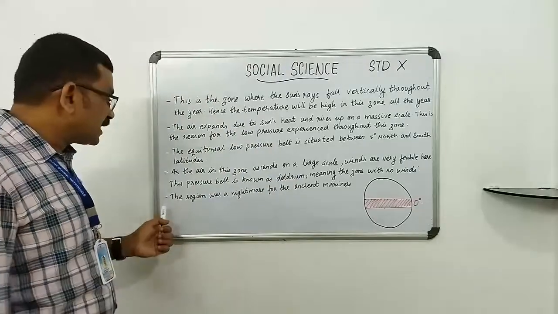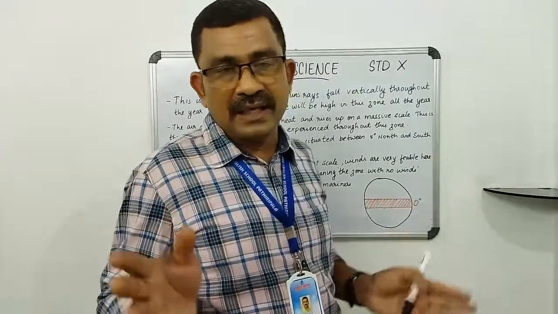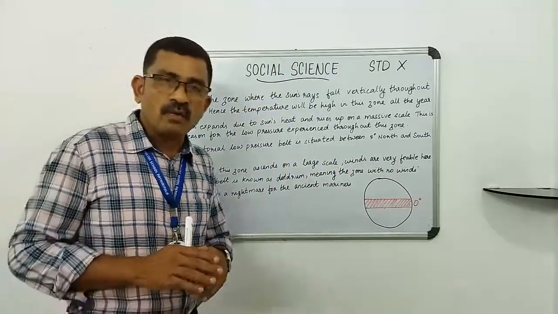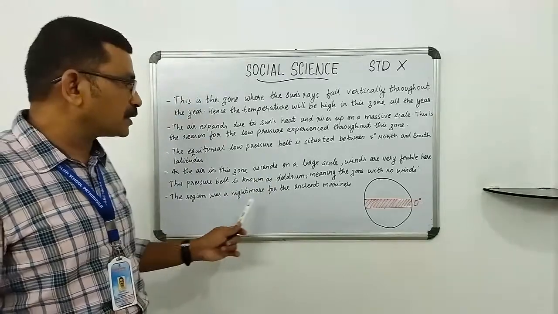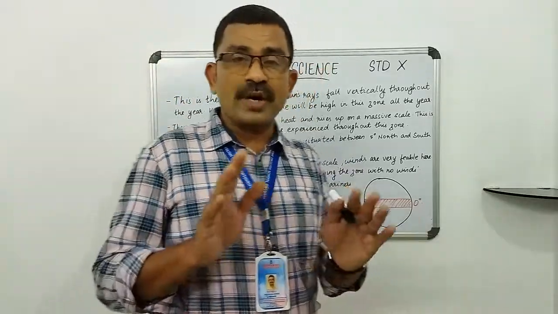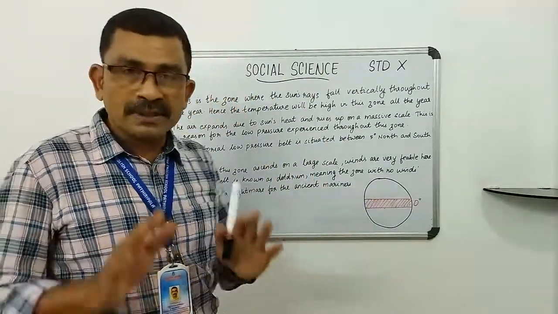So the region was a nightmare for the ancient mariners. In the ancient period, for mariners and voyagers travelling in sailing ships, reaching this place would always be a nightmare because there is no wind. This is known as the doldrum. Got an idea about the equatorial low pressure belt?